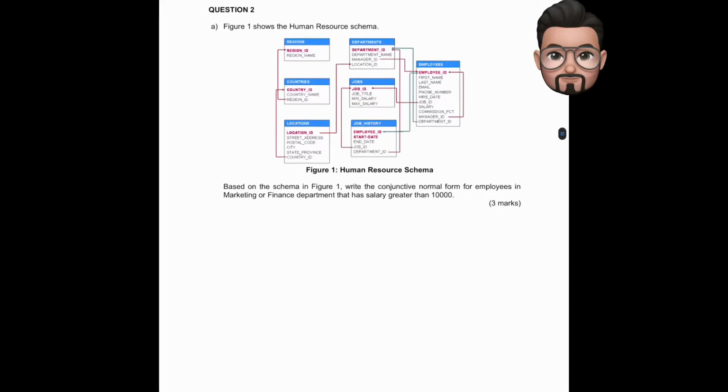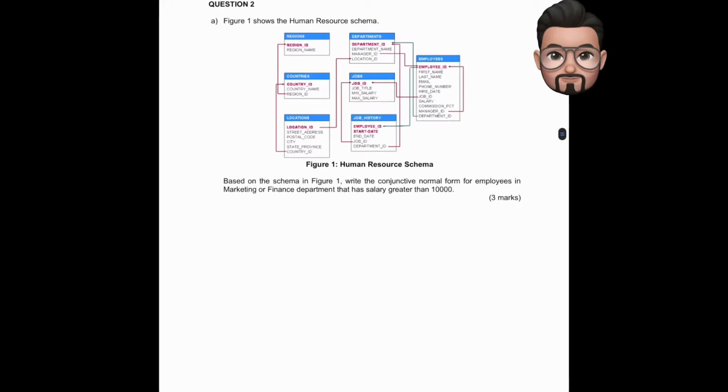Okay, so let's move on to question 2. Figure 1 shows the human resource schema. This is the schema that we have in Oracle Express Edition. Based on the schema in Figure 1, write the conjunctive normal form.